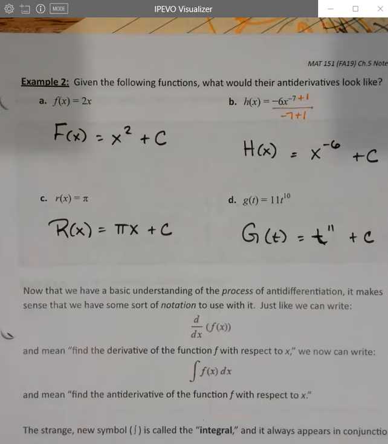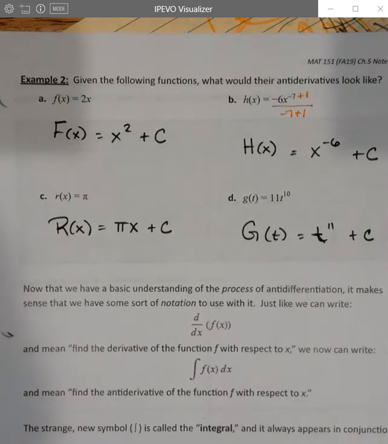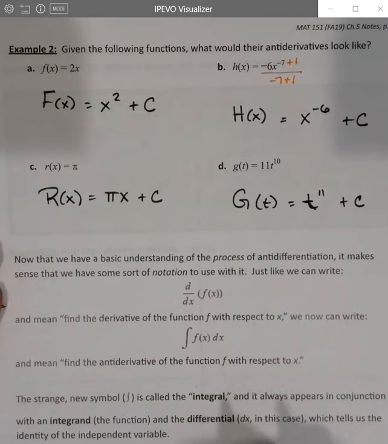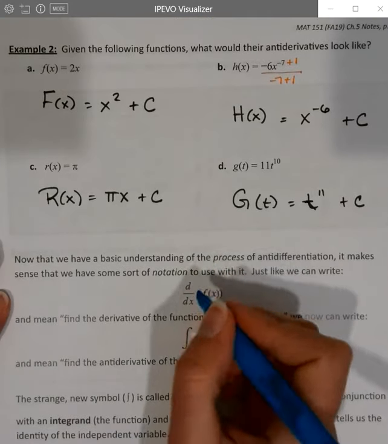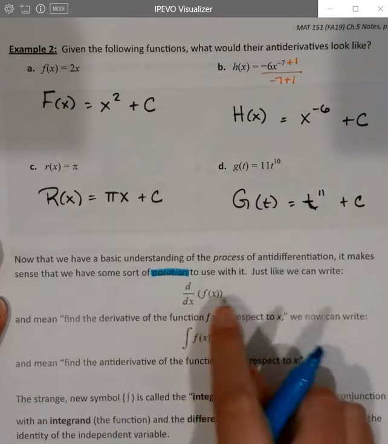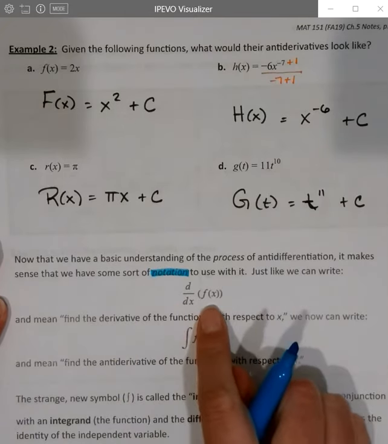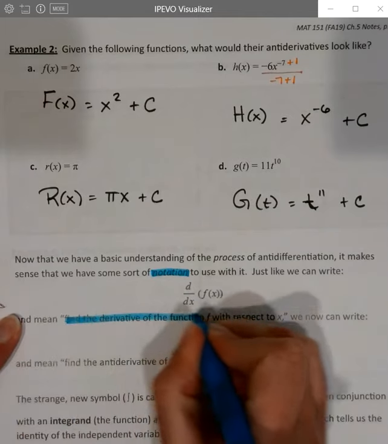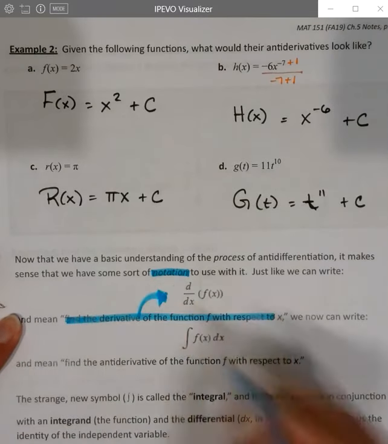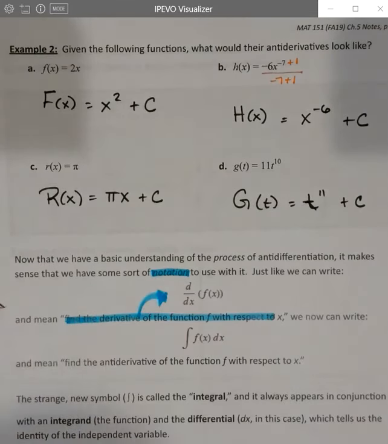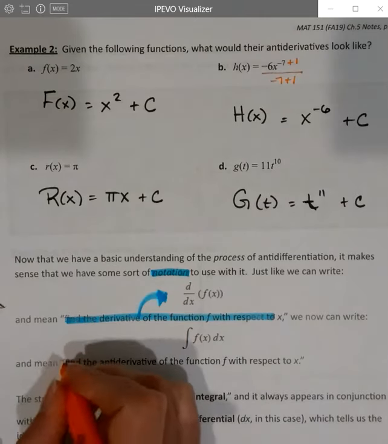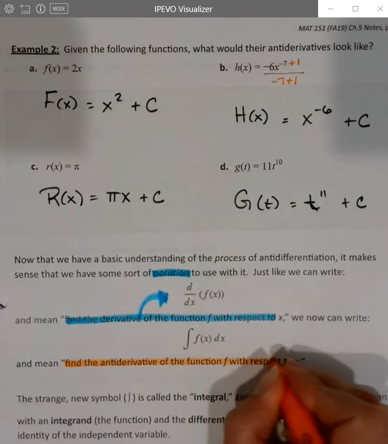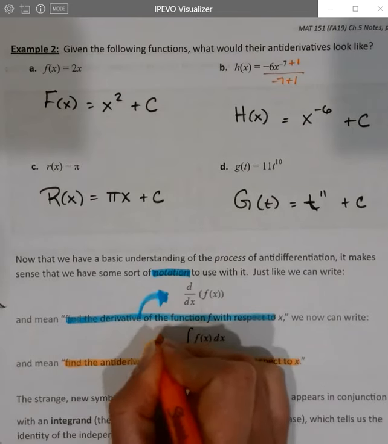All right, that gives us a little taste, a basic understanding, hopefully, of the process of antidifferentiation. And now we're going to really need some notation to use with it. Okay, so first of all, d/dx is the notation for find the derivative of the function. And so we already have that notation. What we need is some notation for find the antiderivative of the function.